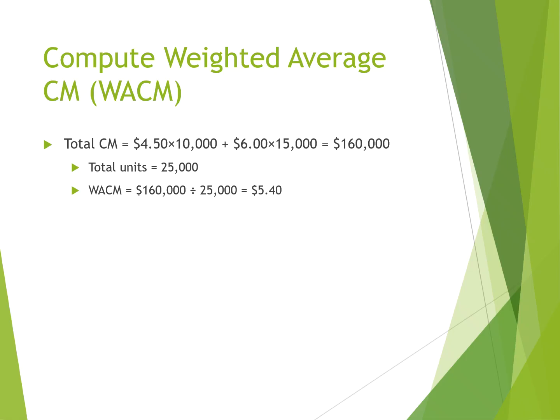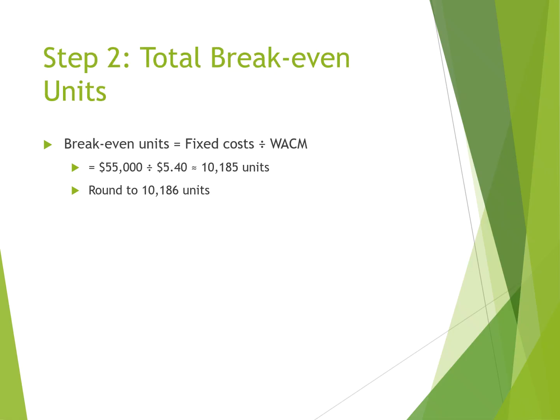To calculate WACM, we first compute total contribution margin. $4.50 times 10,000 plus 6 times 15,000 equals $160,000. Then divide by total units, 25,000 units. This gives us the WACM of $5.40 per unit.